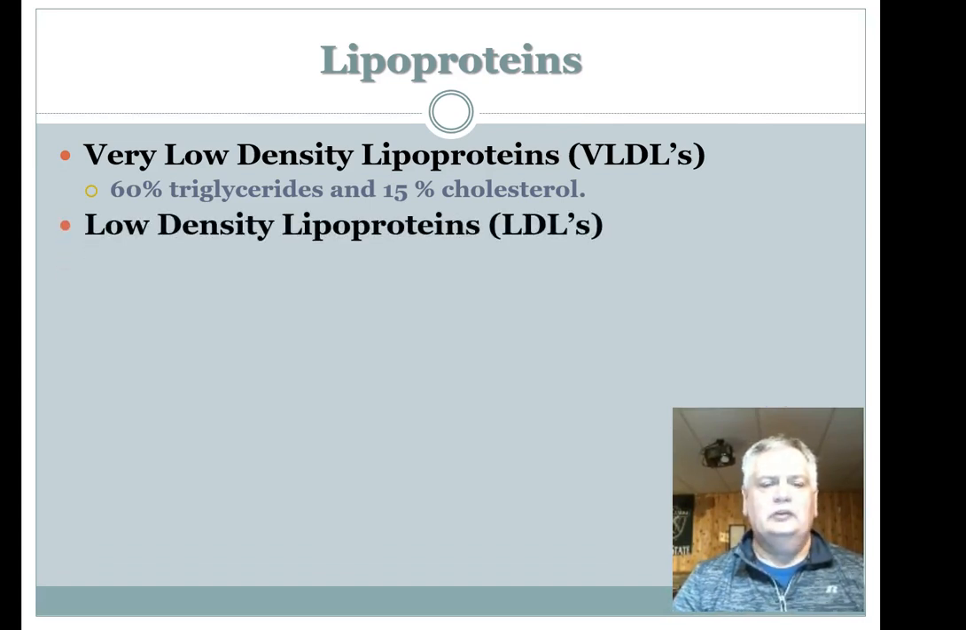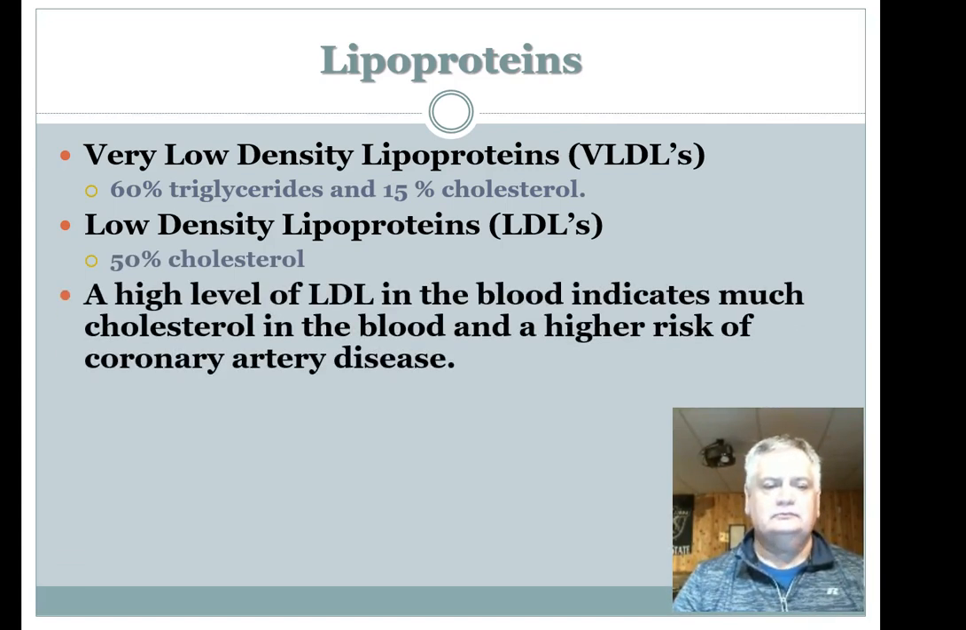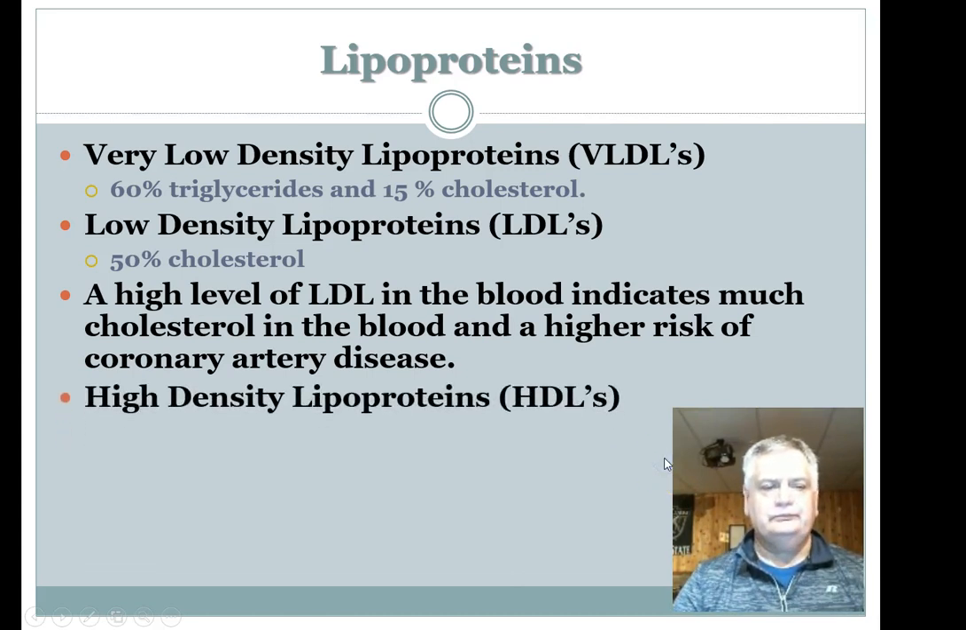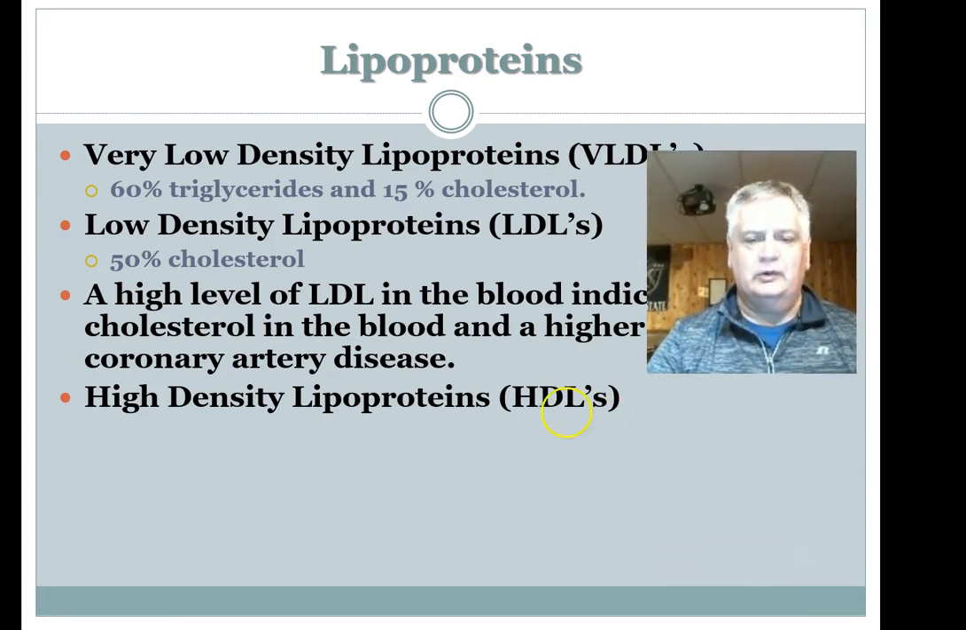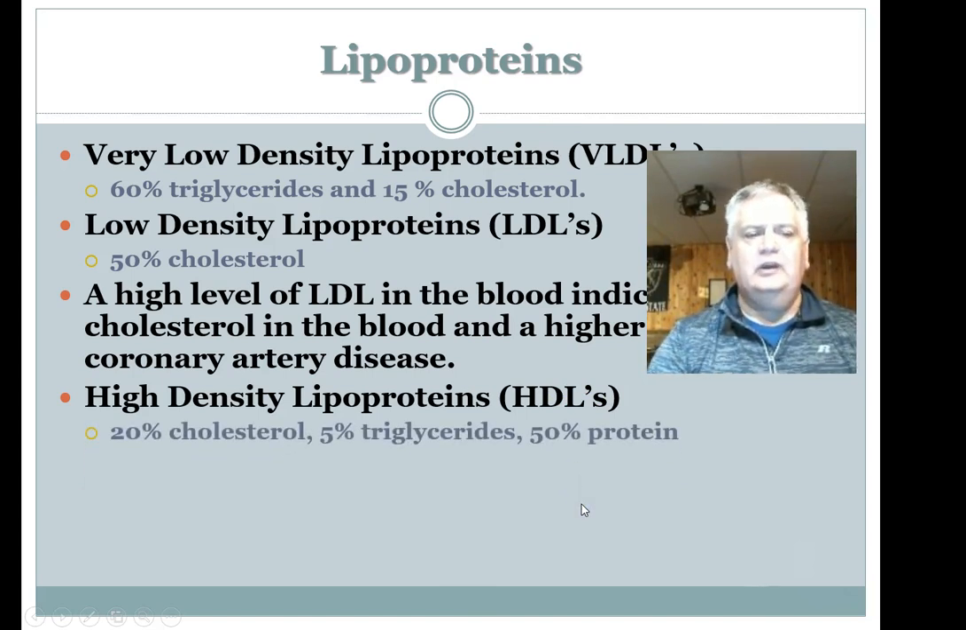The second class are what we call low density lipoproteins, or LDLs. These are about 50% cholesterol, and a high level of LDL, low density lipoprotein, in the blood indicates there is much cholesterol, and that puts a person at a higher risk of coronary artery disease. The third main class of lipoproteins are what we call high density lipoproteins, or HDLs. HDLs are only about 20% cholesterol, about 5% triglycerides, and about 50% protein.